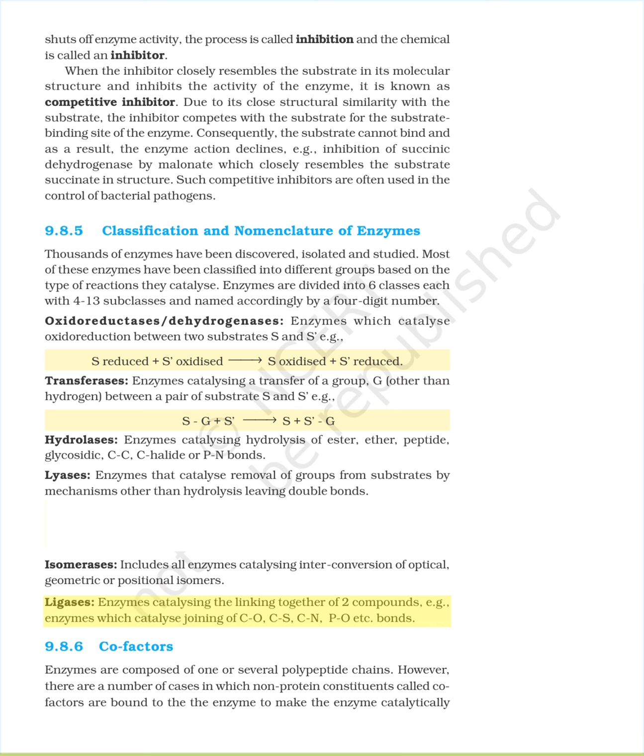Ligases are enzymes catalyzing the linking together of two compounds, e.g., enzymes which catalyze joining of C-O, C-S, C-N, P-O etc. bonds.